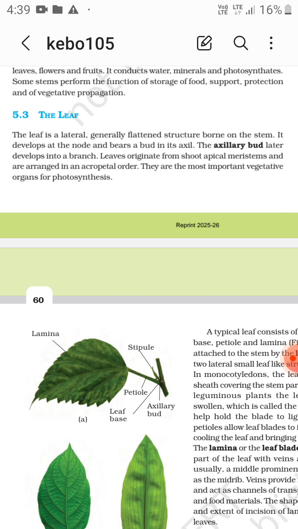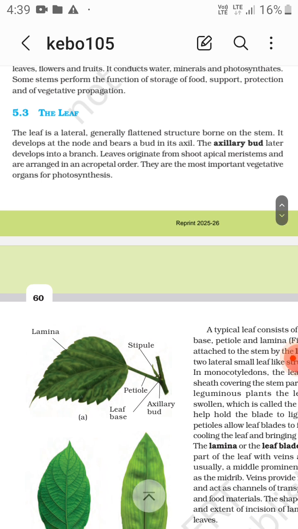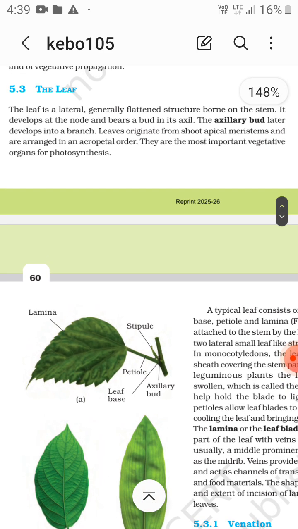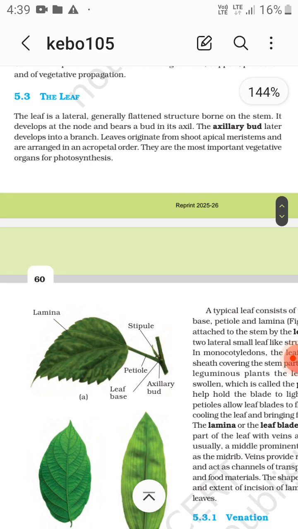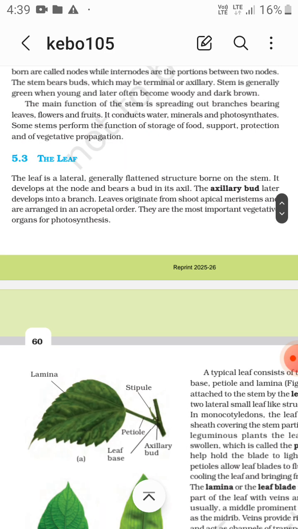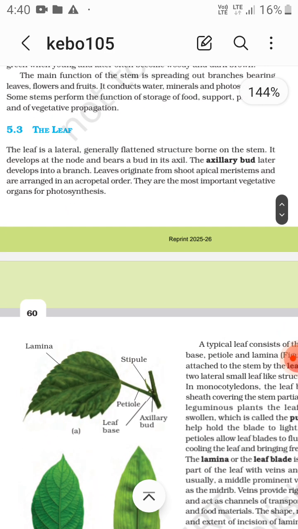The leaves originate from shoot apical meristem and are arranged in an acropetal order. Means the older leaves are at the bottom and the younger leaves are at the top, so they keep continuously growing. They are the most important vegetative organs for photosynthesis. So leaf is the most important organ for photosynthesis, not stem. Okay, but stem is also involved in vegetative propagation.